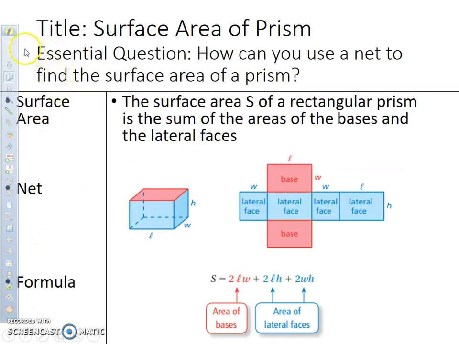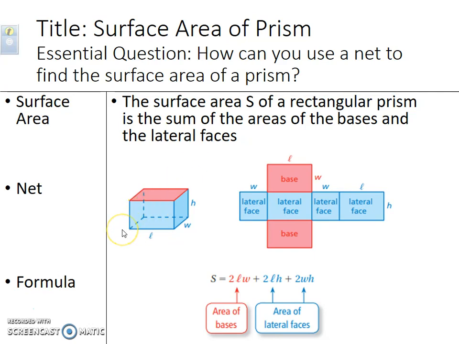Let's get started. We're looking at surface areas of prisms specifically. Your essential question is, how can you use a net to find the surface area? Again, a surface area is the sum of all the areas of the sides added up, the outside of a three-dimensional figure. Surface area is three-dimensional; two-dimensional is area, all added up.